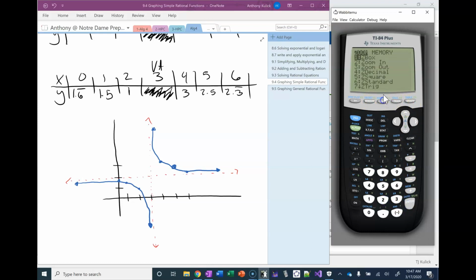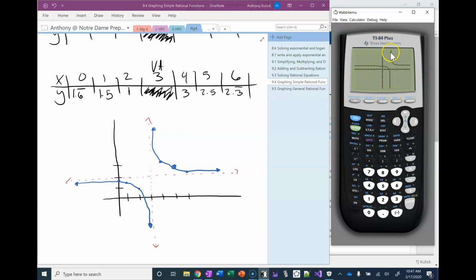And I will just use my standard window, so I'll do zoom standard. Not sure what I did last time, so it's very possible I had a weird window there. But this gives me just the normal -10 to +10 window. And this is exactly what I'm seeing, right?